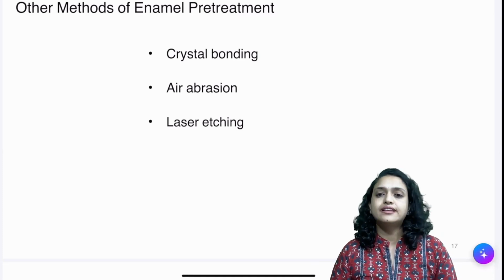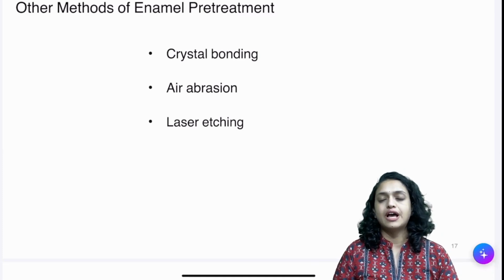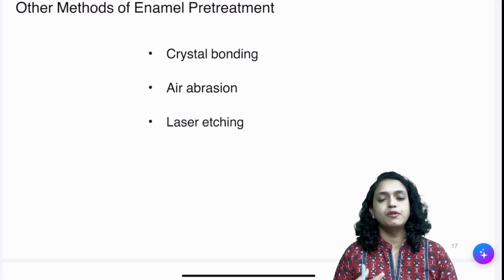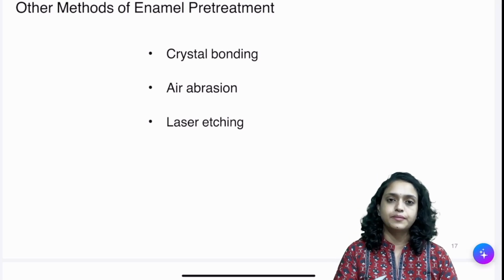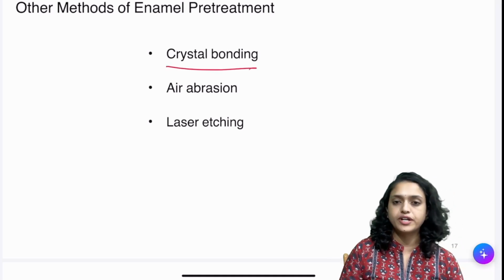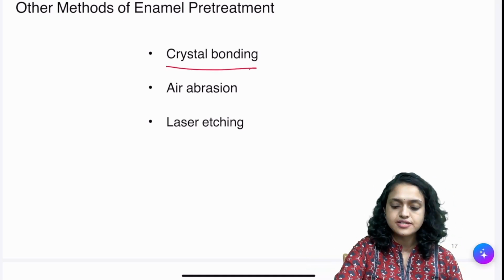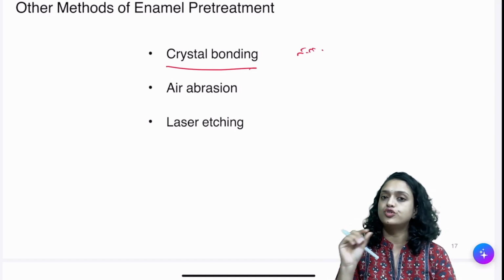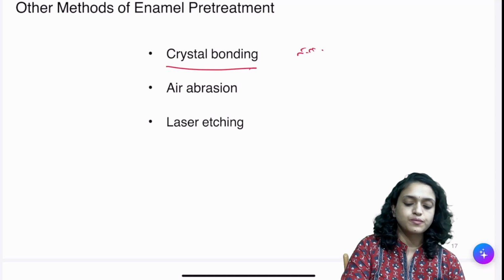So, are there any other methods instead of acid etching? Can we use any other technique to prepare the enamel for bonding? Yes, there are three other methods. There is something called crystal bonding. You create micro crystals onto the surface of the tooth, and you attach the composite onto the crystal, not onto the tooth surface. Then there is something called air abrasion.